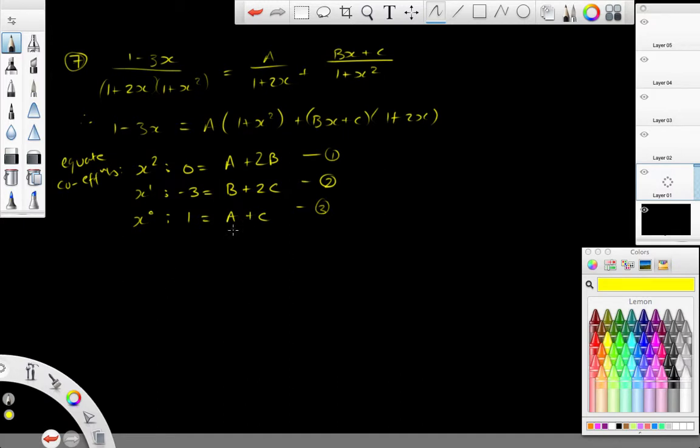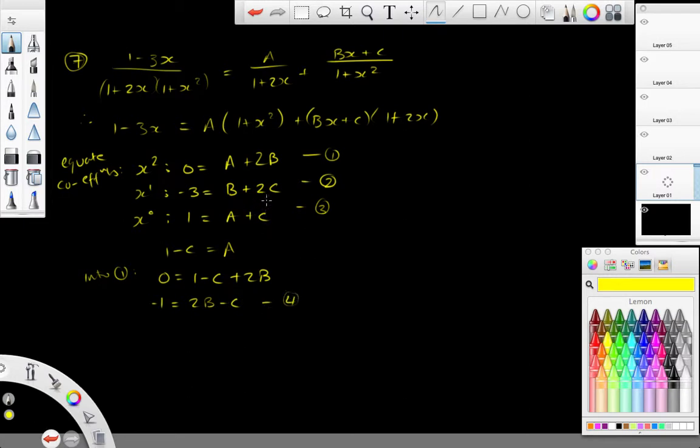Alright, if we start with equation 3, we can say that A must equal 1 minus C. So I'm going to put that into equation 1. So we're going to get 0 is equal to 1 minus C plus 2B. That's A. So we can say then that minus 1 is going to equal B minus C. We'll call it equation 4.